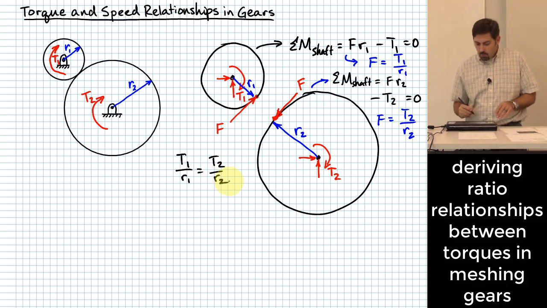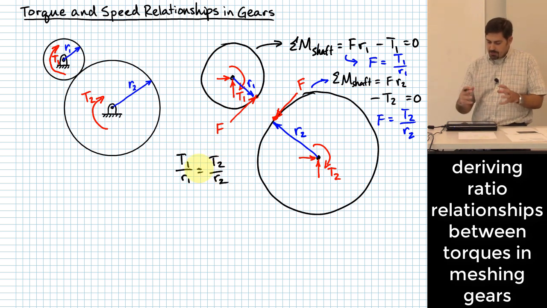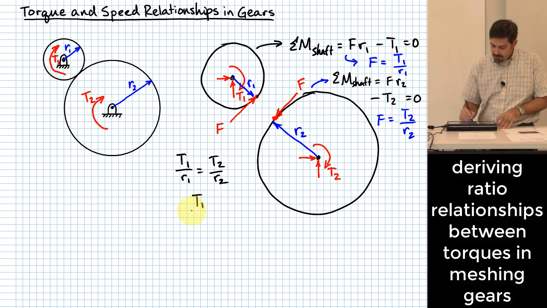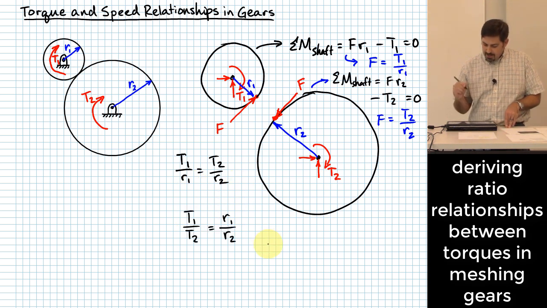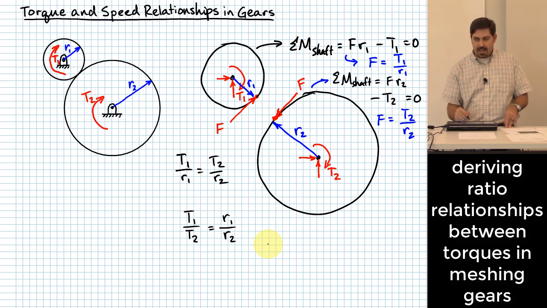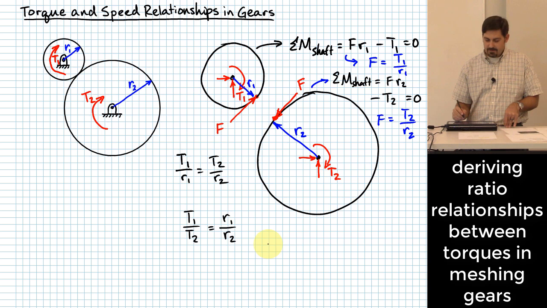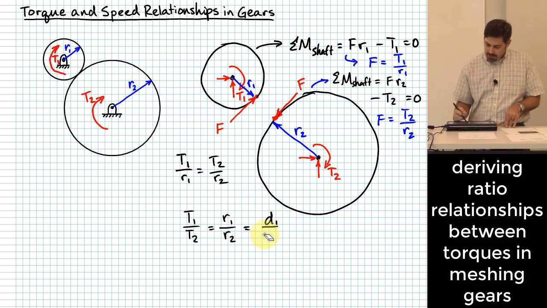All right? Or another way you could do this, by just rearranging the equation a little bit, you could also say that T1 over T2 is equal to what? R1 over R2. And now I'm going to maybe make you wonder about this a little bit, but could this also apply to diameters? Could you multiply numerator and denominator by 2? That would turn it into diameters, right? And that's mathematically acceptable. So we could say this is actually equal to D1 over D2, where D1 and D2 are diameters.